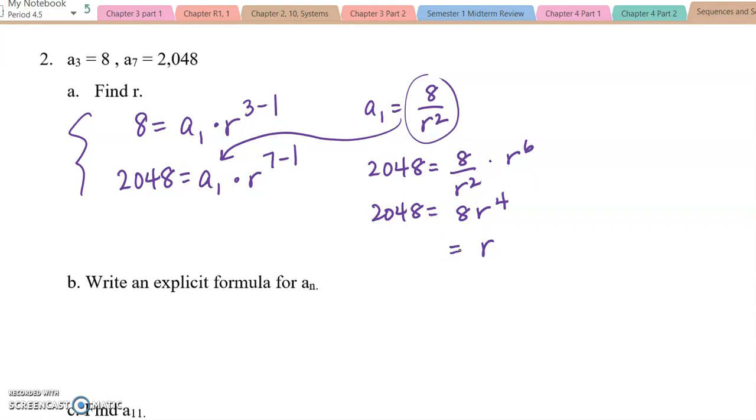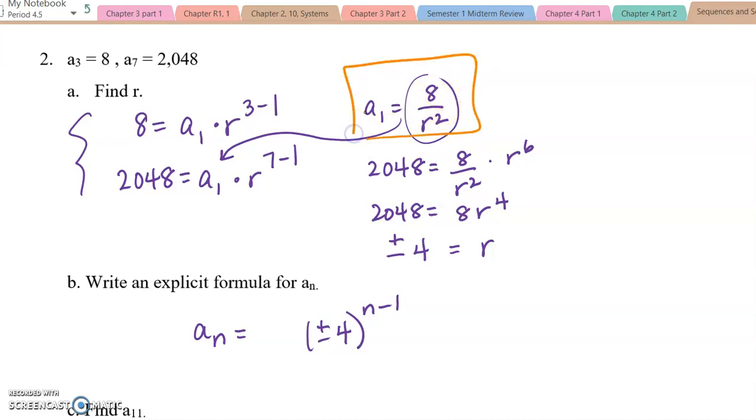Divide by 8 and take the fourth root. You end up getting plus or minus 4. Therefore, your explicit formula will be plus or minus 4 to the n minus 1, and the only thing left that we have to find is our first term. So again, you can find that first term a couple different ways. I'm just going to show the easiest way right here.